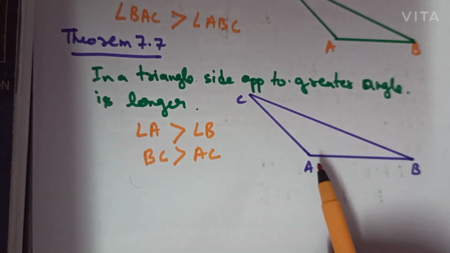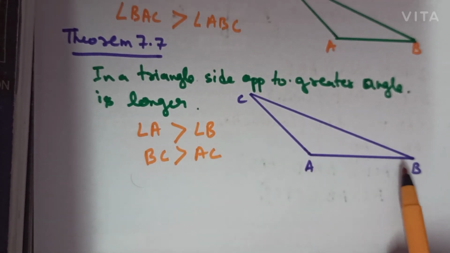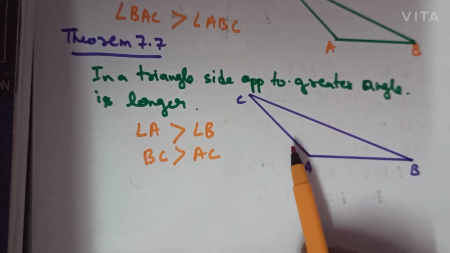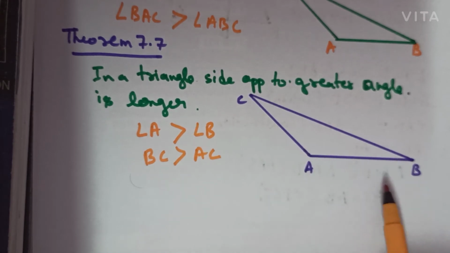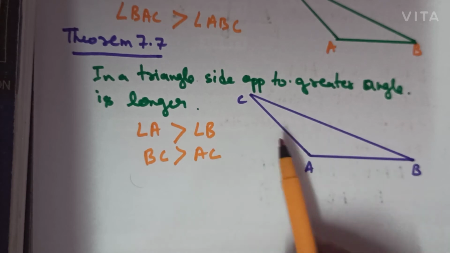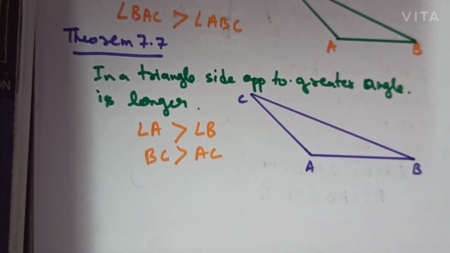So in triangle ABC, if angle A is greater than angle B, then the side opposite to angle A will be greater than the side opposite to angle B. That is, the side opposite to angle A is BC and the side opposite to angle B is AC. So BC will be greater than AC. I hope you have understood.